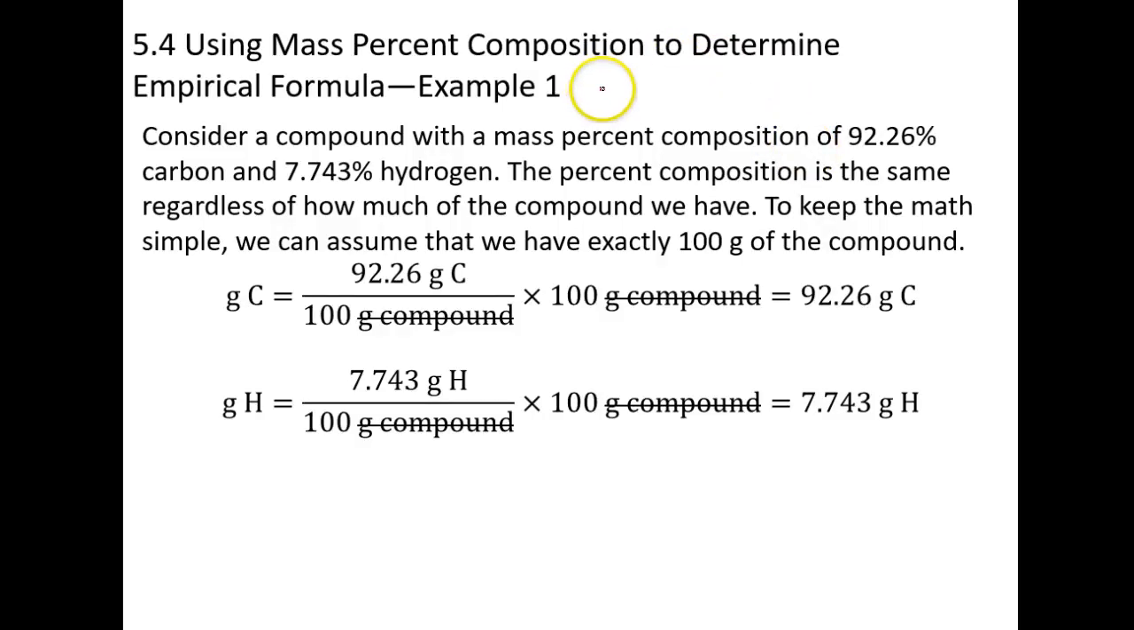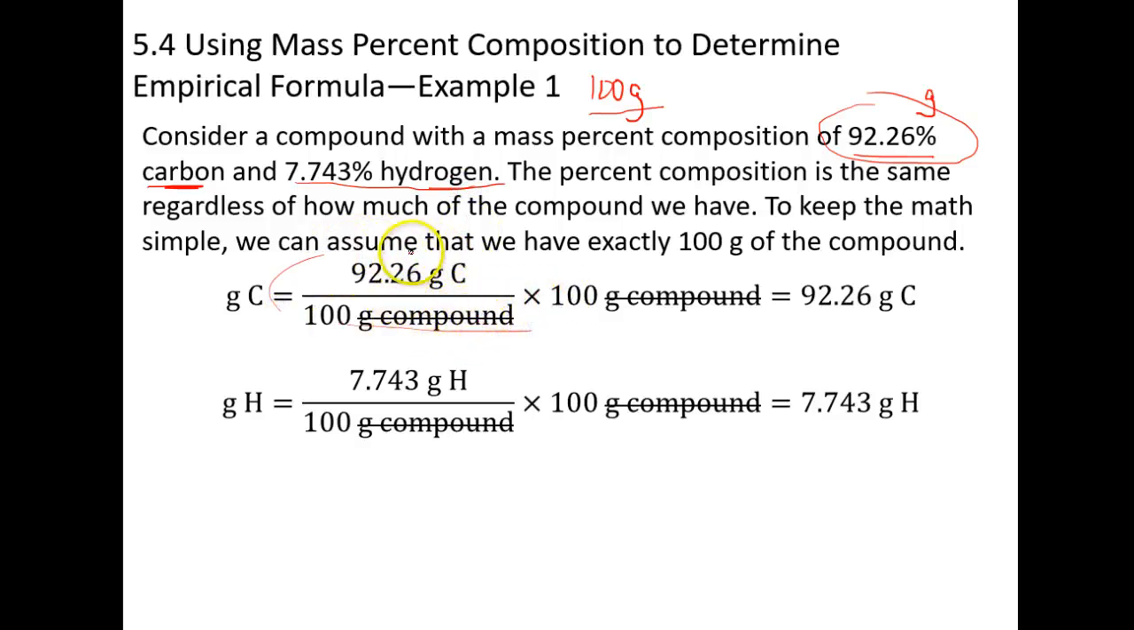All right, so where are we here? This time, the last slide went from formula to percentage. Here we're going from the percentages to the formula. So how do we do it? First of all, if you have percentages, assume we have a 100-gram sample. Remember, this is all based on mass. So if I have a 100-gram sample, 92.26 grams of it is going to be the carbon, and 7.743 grams of it is going to be hydrogen. That's what they're showing.